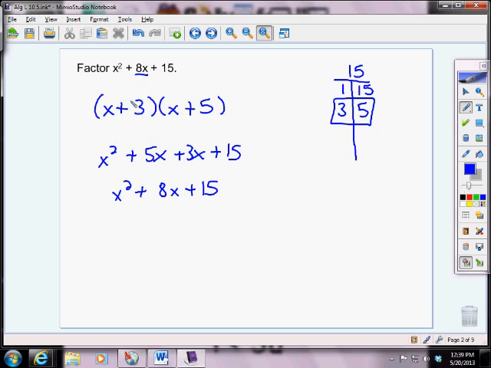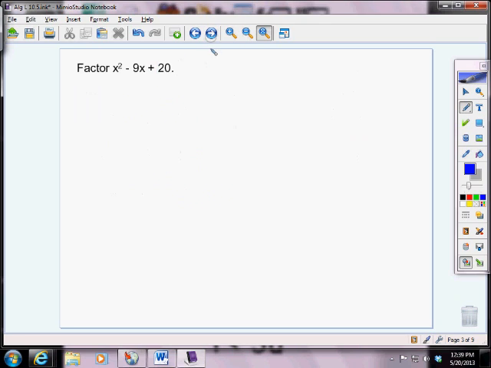Two terms that multiply to give you the last term, add to give you the middle term. This is in factored form. Remember, when it's in factored form, if we set it equal to 0, we know our solutions, we know our x-intercepts. Let's look at another example. Factor x squared minus 9x plus 20.